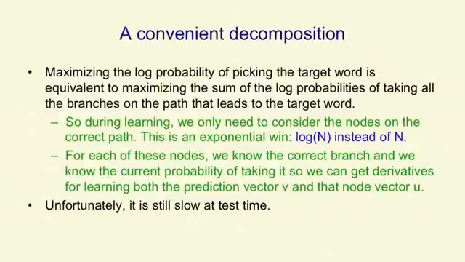For each of those nodes, we know the correct branch because we know what the next word is. We know the current probability of taking that branch by comparing the prediction vector with the learned vector at the node. And so we can get derivatives for learning both the prediction vector v and the learned vector at that node, u. This makes the training hundreds of times faster. Unfortunately, it's still slow at test time. At test time, you need to know the probabilities of many words to help the speech recognizer, and so you can't just consider one path.